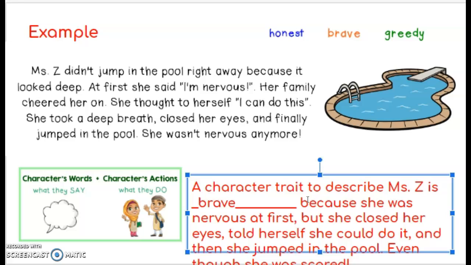Let's take a look at another example, still using those three words, honest, brave, and greedy. I want to see if you can try and figure this one out.